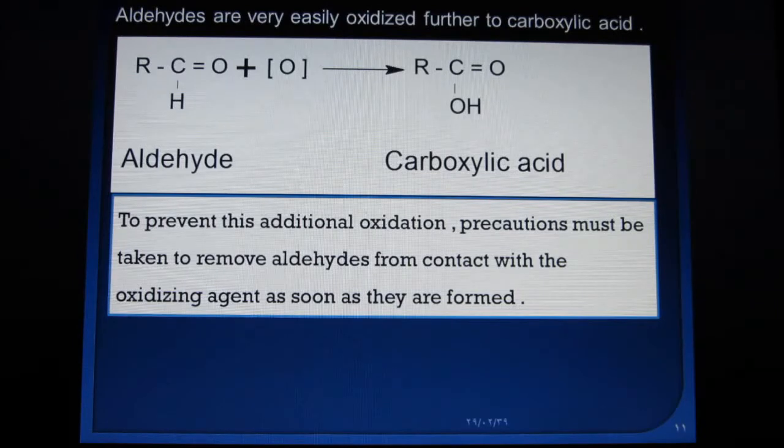How can we prevent this step? We can prevent this step by taking precautions to remove the aldehyde from contact with the oxidizing agent as soon as it is formed. When we form the aldehyde, we take it from the medium before it is in contact with the oxidizing agent again to give me carboxylic acid.